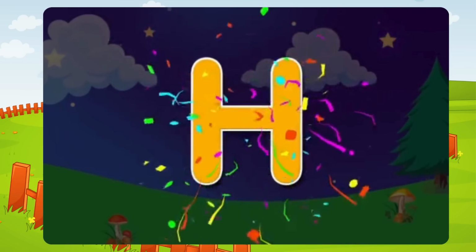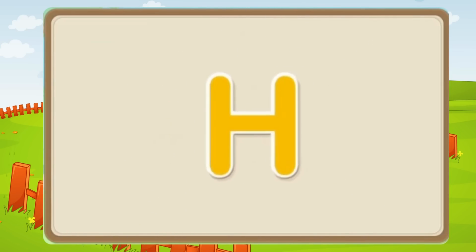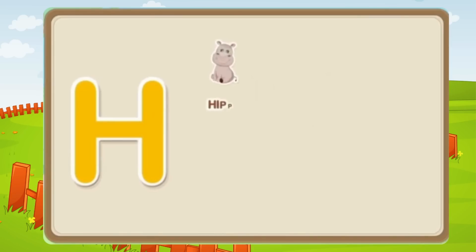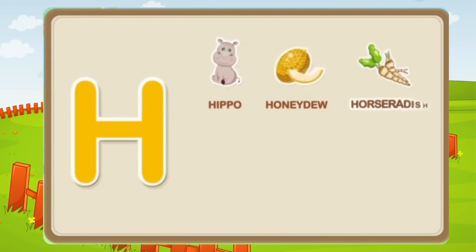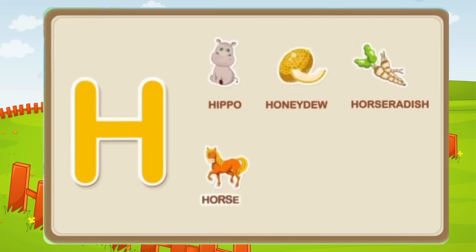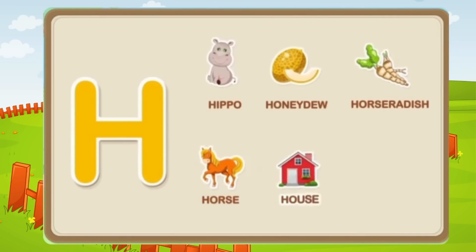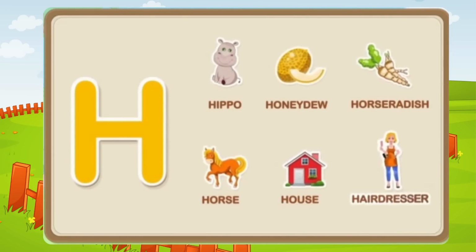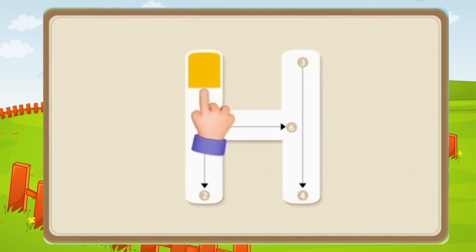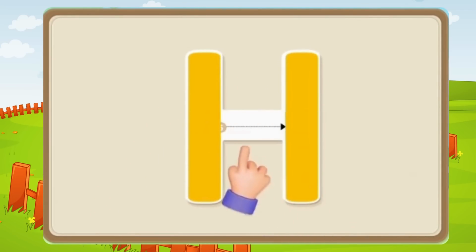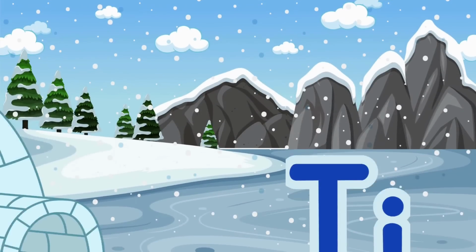H. H is for hippo, honeydew, horseradish, horse, house, hairdresser. Now, let's learn how to trace the letter. Perfect.